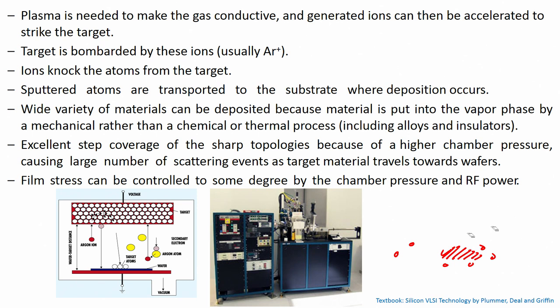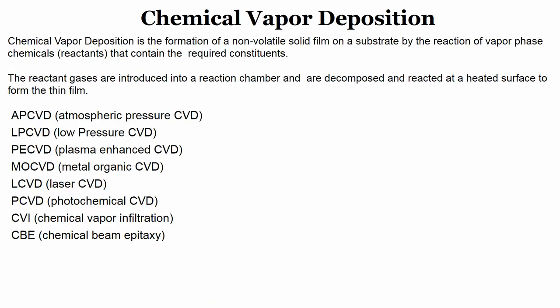Point is that we have three ways of depositing the materials. First is thermal evaporation, second is e-beam evaporation, and third is sputtering, alright. So, let us move to the next one, which is chemical vapor deposition. Now, chemical vapor deposition is used in several formats. What does it mean? Let us see one by one.